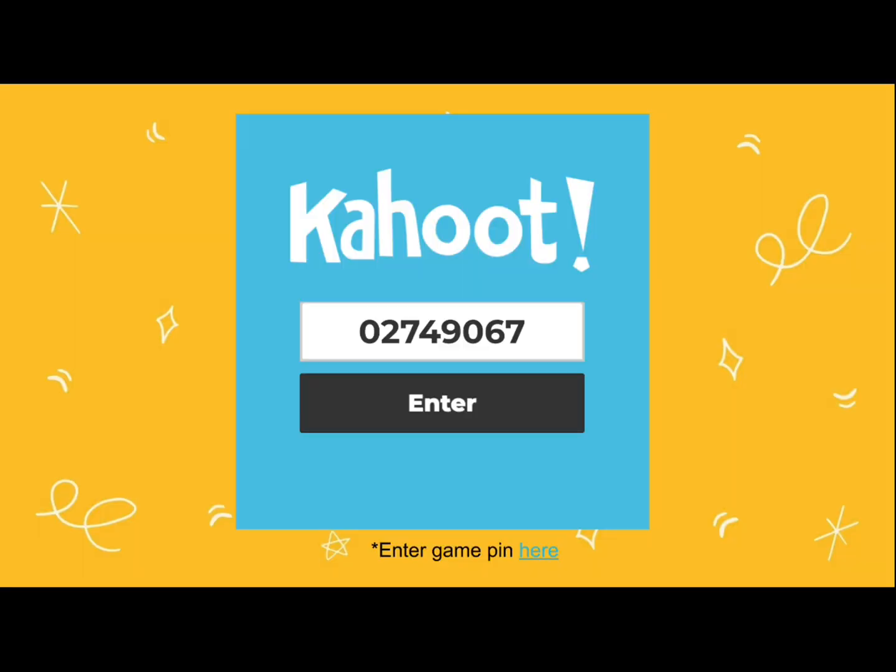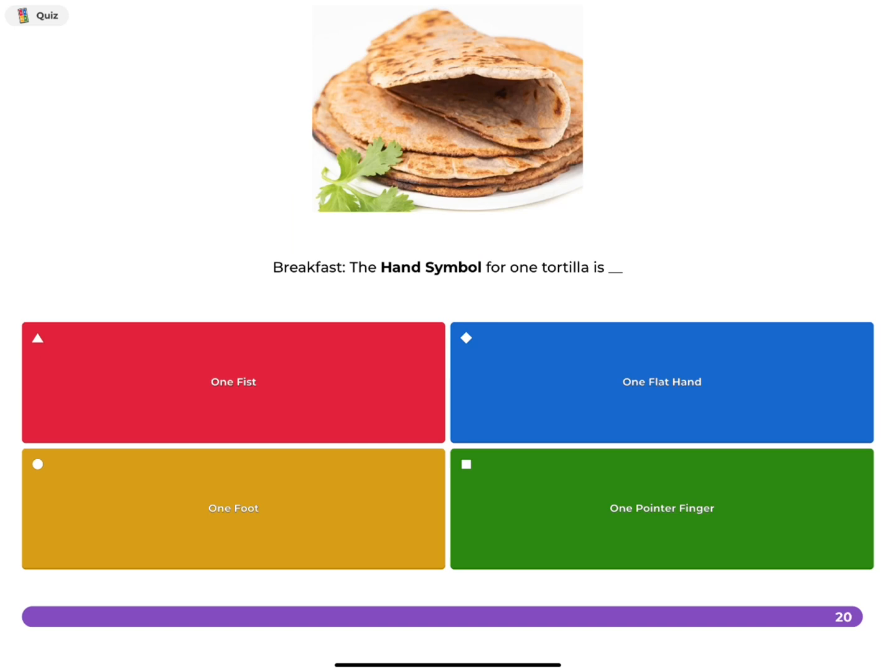And now we're going to play a fun Kahoot about serving sizes as a whole group. If you would like to play Kahoot later on your own, you can put this code in. Get ready, here we go. So I'm going to read the question and then I am going to read the answers. When you see the answer that you want, I want you to make that hand symbol.